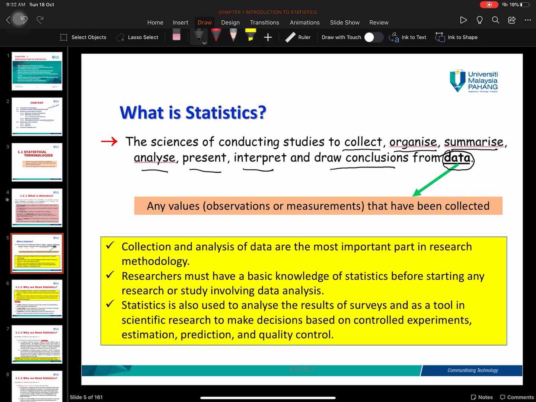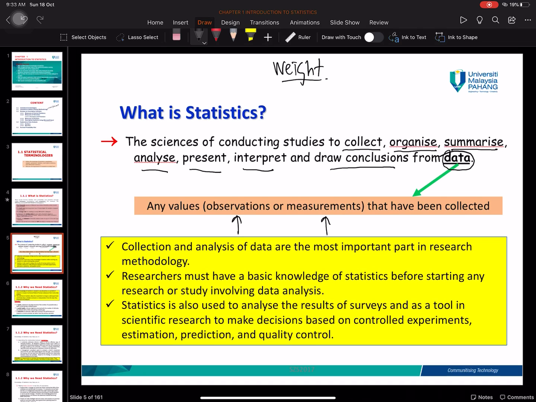So data is any values. It is observation or measurement that have been collected. Observation, it is just we observe that data or we measure that data. Measure here, maybe we use some tool to measure that data. For example height. So data, for example here, what we are talking about is the weight. The data that we collect to represent the weight will be in kg.